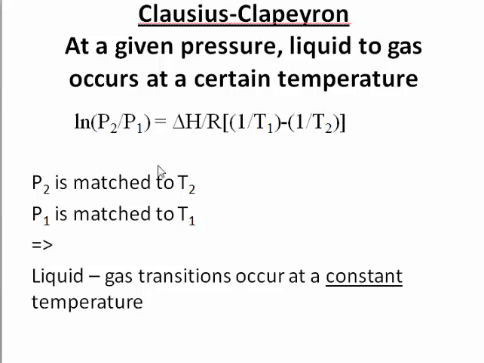Here we have one form of the Clapeyron equation again. Remember, when you worked examples or problems with this equation, that the pressure P2 matches a distinct temperature T2, and the pressure P1 matches a distinct temperature T1. The temperature for a given pressure is the temperature at which the liquid turns to gas. So at any given pressure, liquid-gas transitions occur at a constant temperature. One effect of this is that the temperature does not change while the liquid is vaporizing.